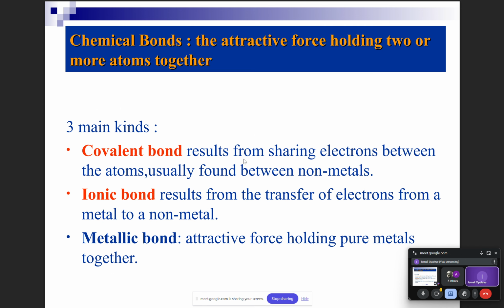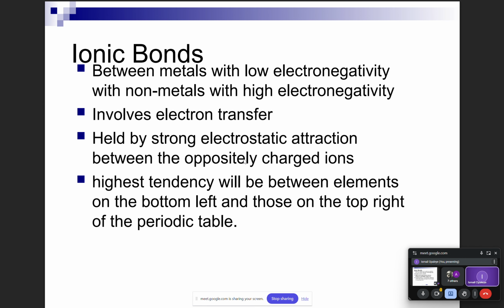So the next one. Talking about ionic bonds in more detail, it is the kind of bond you see between metals with low electronegativity. It should be noted that metals have low electronegativity. You can't compare them to non-metals. Non-metals do have high electronegativity.